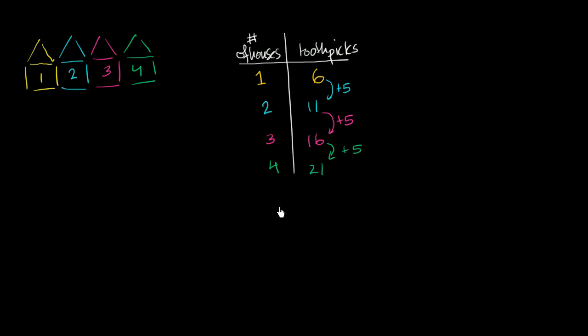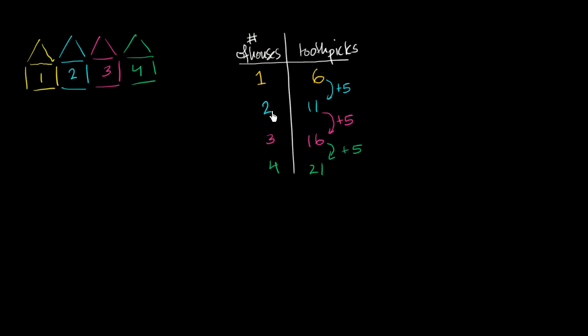21. Now, I want to think about, can we, using this pattern, figure out how many toothpicks it would take for us to, say, make 50 of these townhouses, or even 500 of these townhouses, or even 5,000 of them. And we just have to look at this pattern here and see, can we come up with an equation for each of these actual values? So for example, we already recognize that we started with 6 and we're adding 5 every time we add a house.